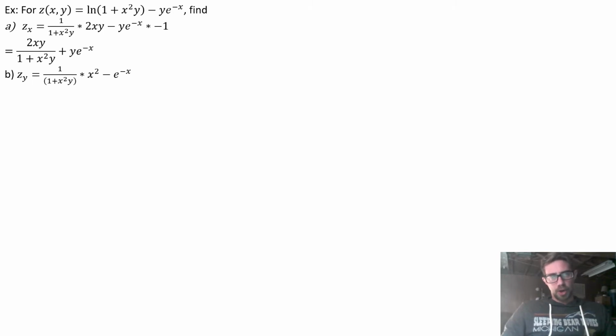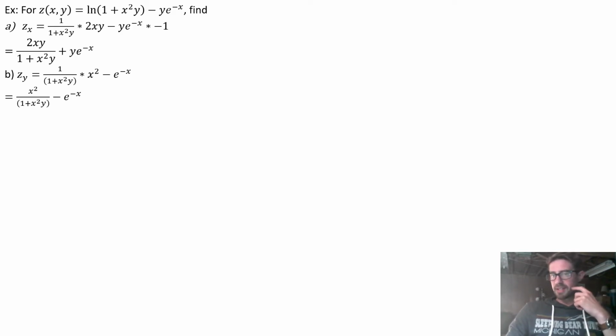Same deal. So it's 1 over 1 plus x squared y. The derivative of 1 plus x squared y: 1 is still a constant, x squared is also a constant. So x squared might as well be 16 or whatever. The derivative of x squared y is just x squared, because the derivative of a constant times y is just the constant. And then minus, y is the variable, and e to the negative x is also just a constant, right? If x is a constant, e to the negative x is also a constant. It's just e to some power. So the derivative of y e to the negative x is just e to the negative x.